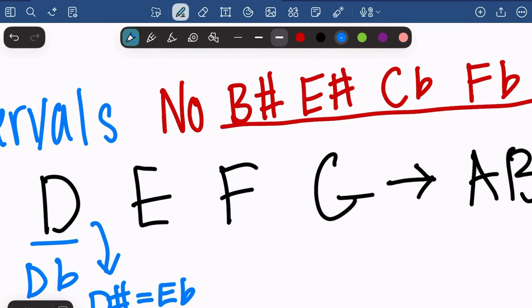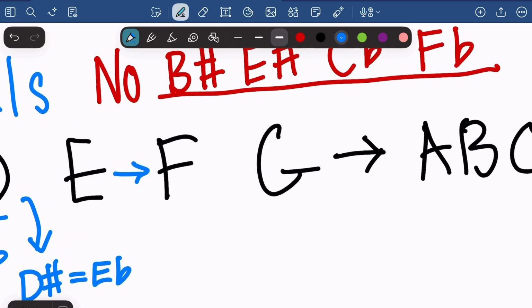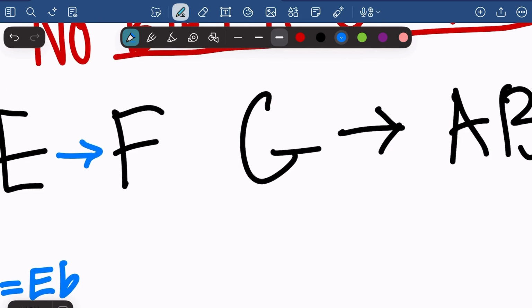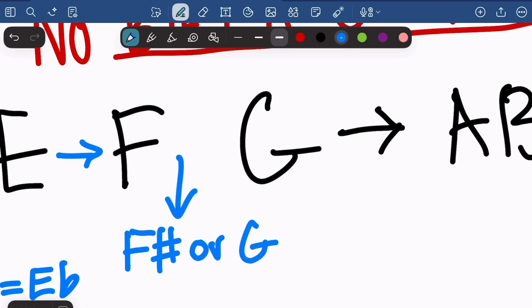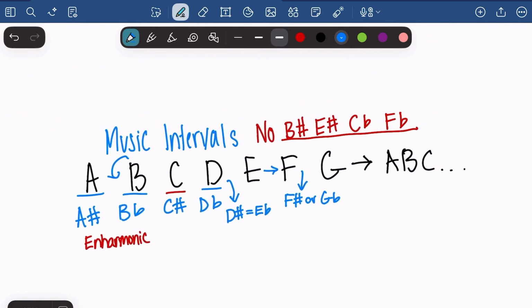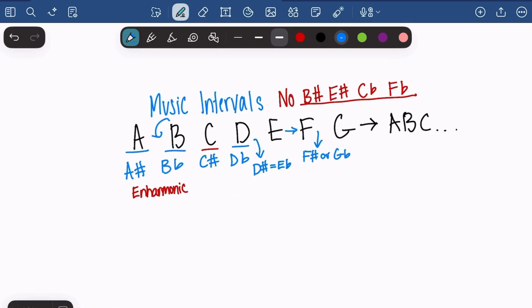And then again, since we don't have E sharp, we will not be considering E sharp. So the one half step from E is just F. So it goes directly to F. Now between F and G, we have F sharp or G flat. And it continues on. I hope you understand the pattern by now.